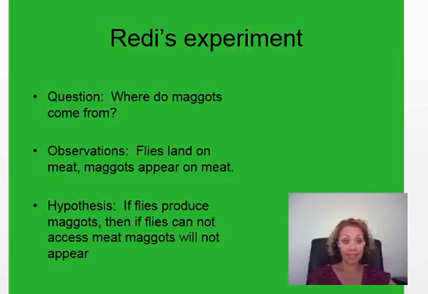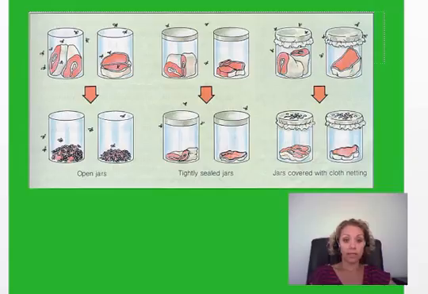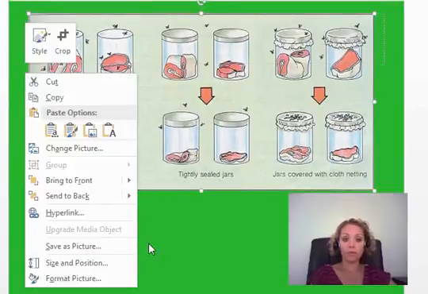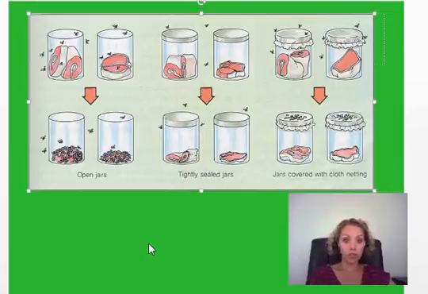He then set out to set up his controlled experiment. He has 3 setups. Let's look at the top first. We've got 3 sets of jars. Okay, the first set is just an open jar. The second set are tightly sealed jars with a cap. And the third set are jars covered with a cloth netting, kind of like a cheesecloth.